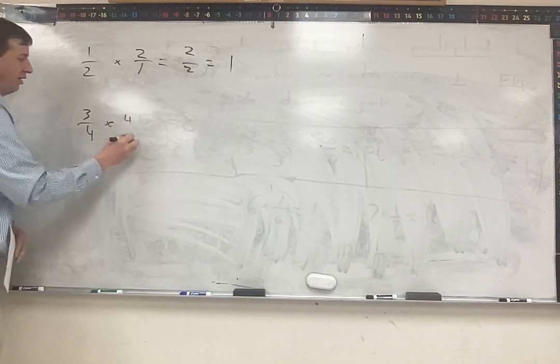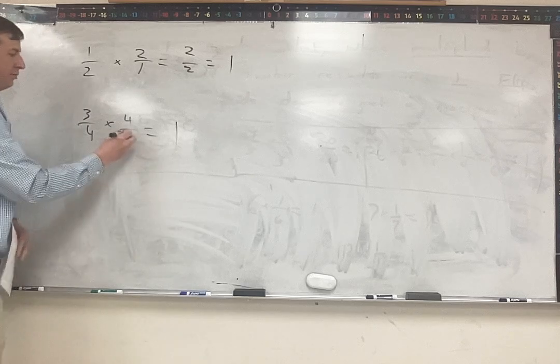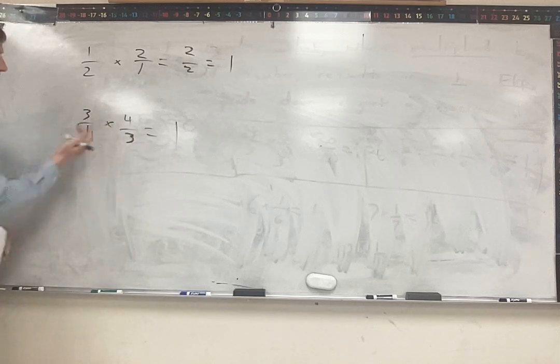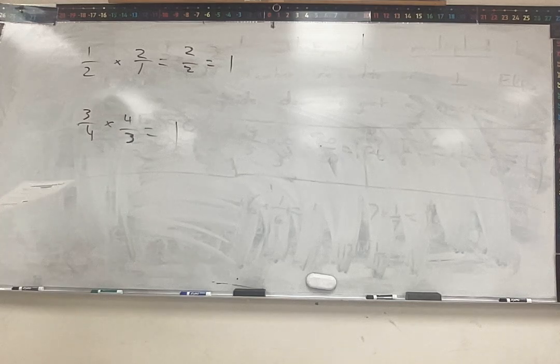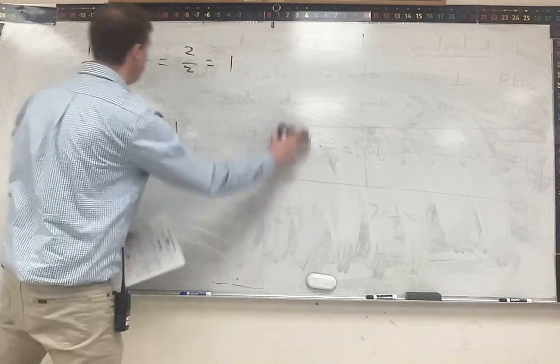3/4 times 4/3 is equal to 1, right? 3/4, flip it upside down, get its reciprocal, multiply, you get 1. So that's the inverse property of multiplication. We kind of did that at the top of the page.